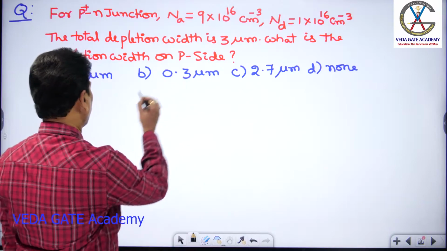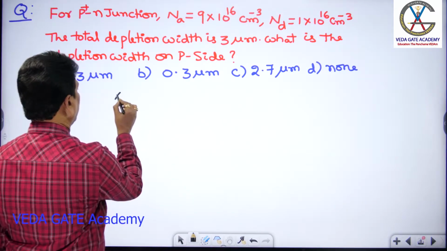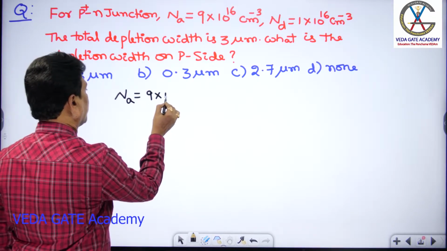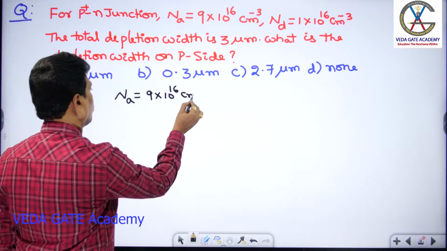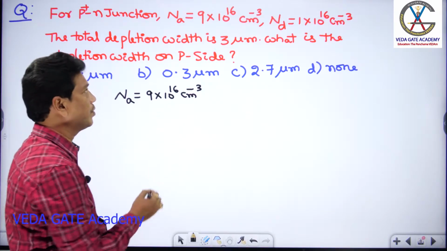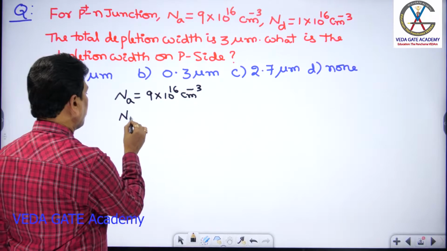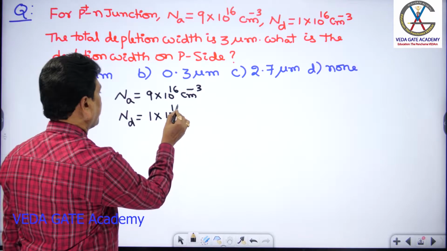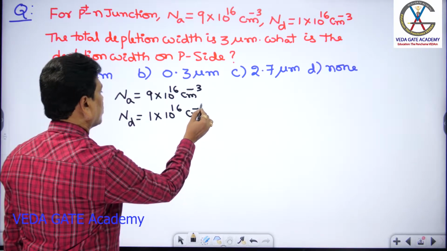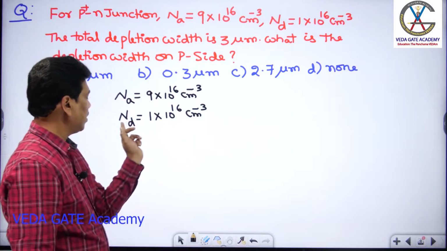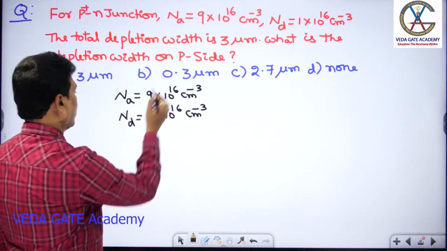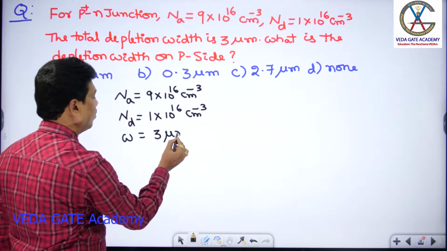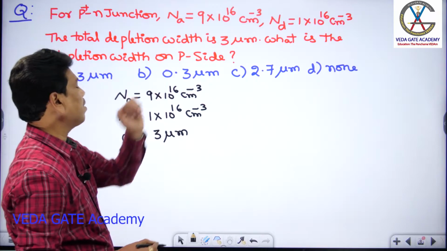Now let us see this one. First you write down the data. What is given? NA is 9 into 10 power 16 per centimeter cube, and ND equal to 1 into 10 power 16 per centimeter cube. So that is acceptor density on P side and donor density on N side, right? And the total width of the barrier W is given as 3 micrometer. He is asking what is the width of the barrier on P side.